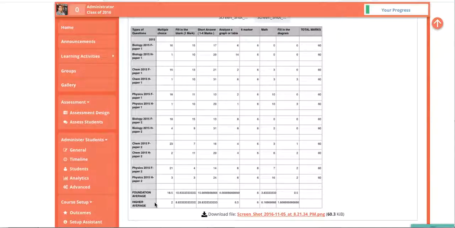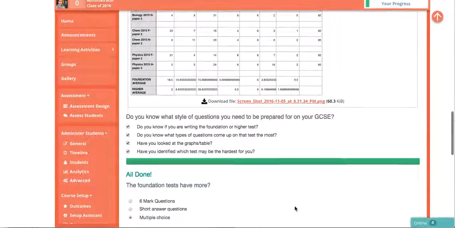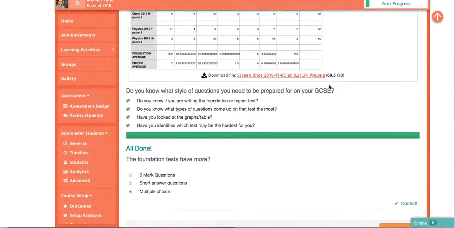In comparison to the higher average, you have 2 multiple choice, about 9 fill in the blank, about 29 short answers, 6 analyze a graph, 1 6-mark question, 6 questions relating to maths, and about 2 to fill in the diagram. All you're going to do is go over checking whether you're writing the foundation or higher test, and what types of questions will come up on that test the most.